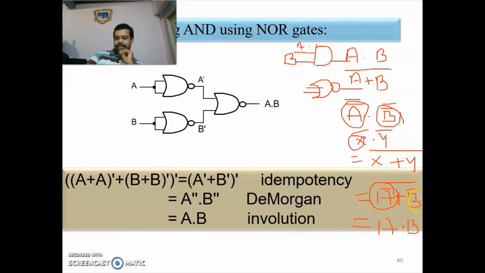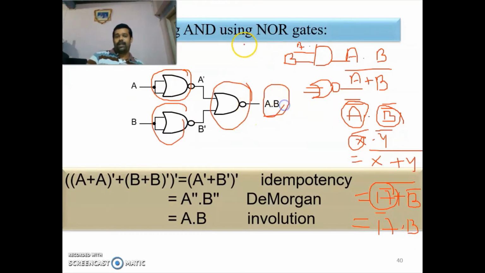So from this expression, we can understand that if you invert the inputs and give them to the NOR gate, then we can implement an AND gate using NOR gates. So this is A bar. By using NOR gates as NOT gates, we have inverted A. Then we have inverted B. Then we have given them to a NOR gate. So we have got an AND gate using NOR gates.